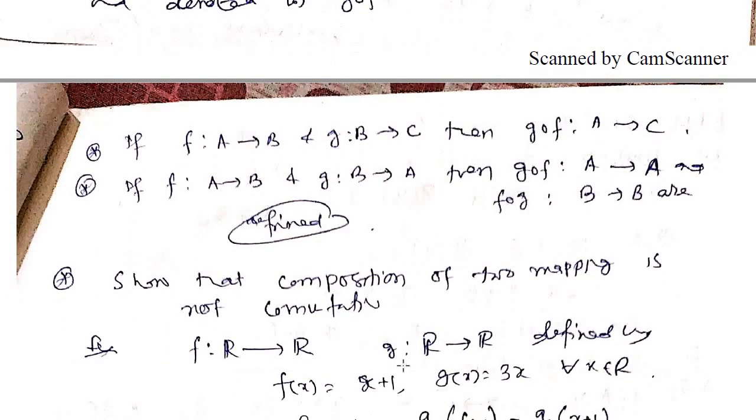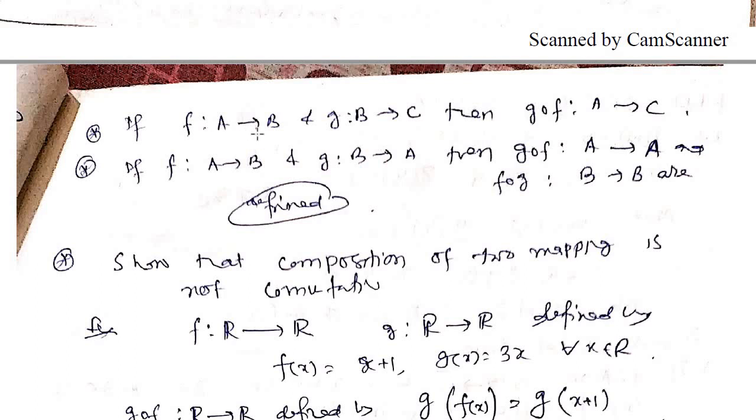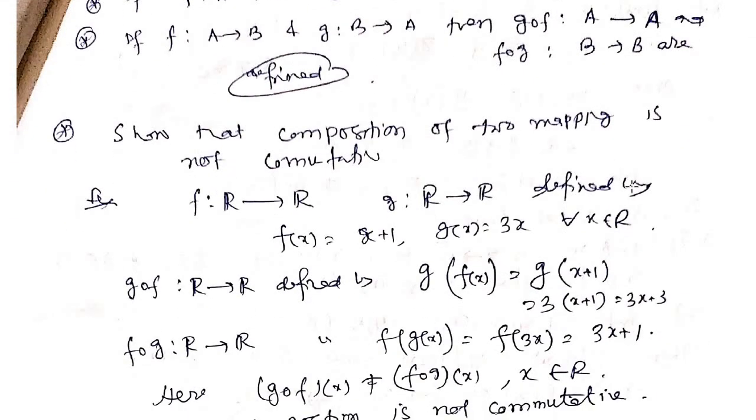Now we'll see. If f is a mapping from A to B and g is from B to C, then g compose f is obviously A to C, because here B and C are the same. So the composition mapping is from A to C only. And if f is from A to B and g from B to A, then g compose f is A to A, and f compose g is also defined. f compose g means take this mapping here and it maps here. So that is from B to B. So the composition of two mappings is non-commutative. That is, f compose g is not equal to g compose f.